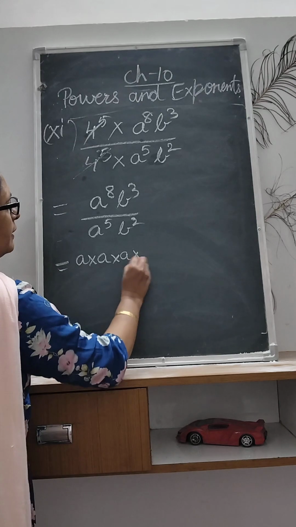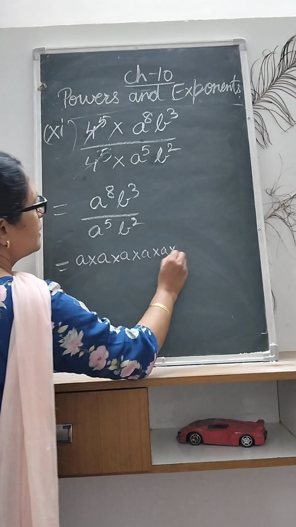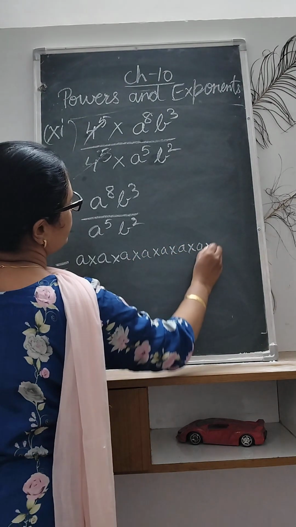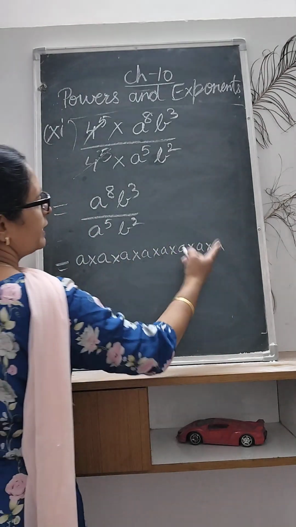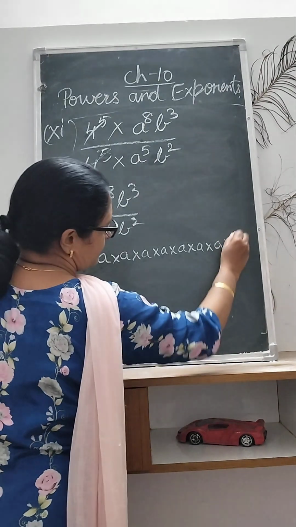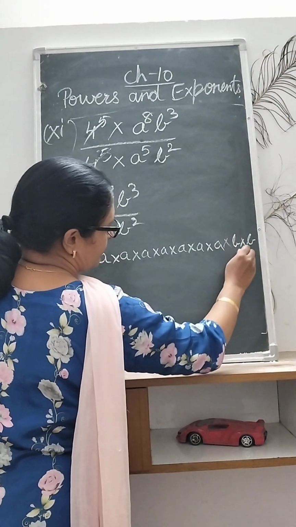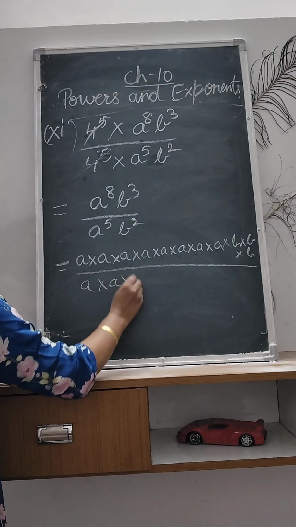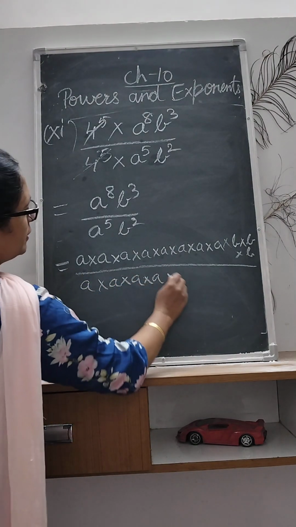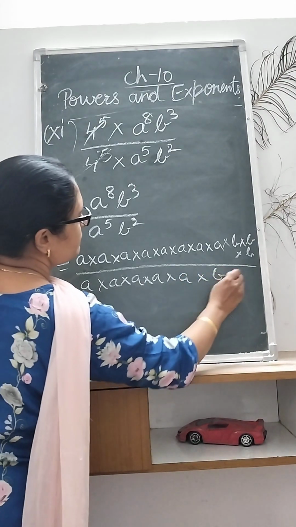a, a, a, a, a, a, a, a. Take it? Now b is coming 3 times. Take it? Upon, a is coming 5 times, 1, 2, 3, 4, 5. b is coming 2 times.